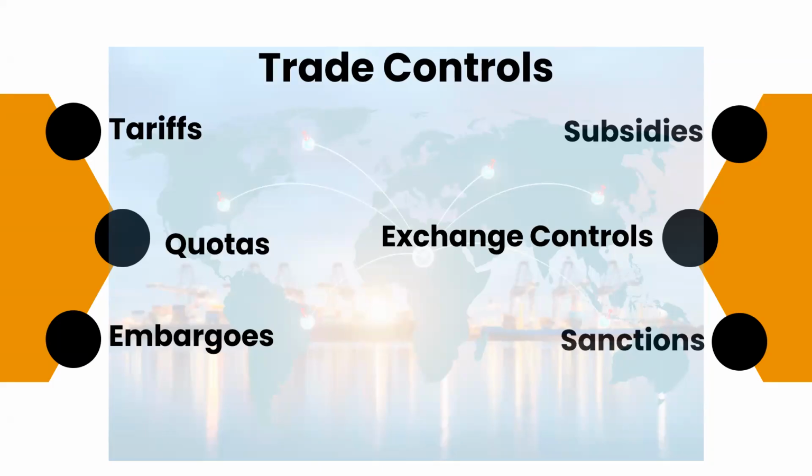Five is exchange control, regulations that limit the amount of foreign currency that can be bought or sold, restricting international trade. And six is sanctions, penalties or restrictions on trade imposed by one or more countries against another for political or government reasons.